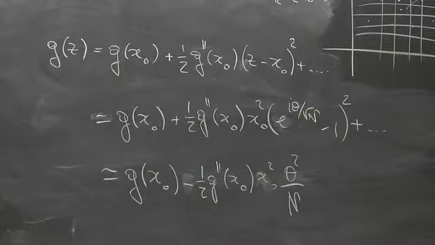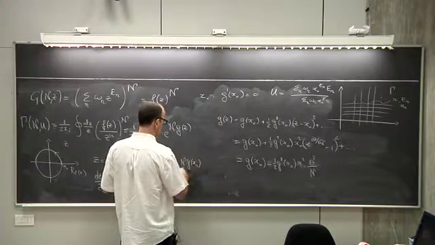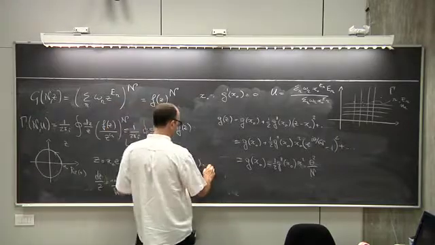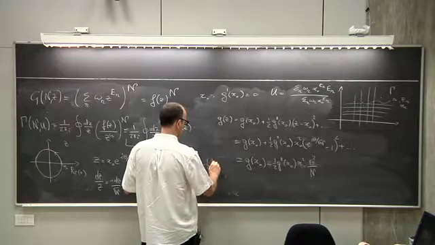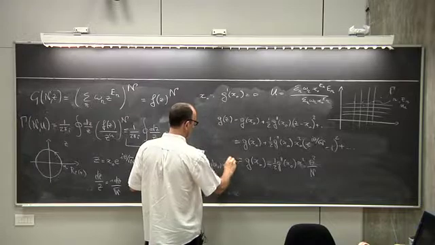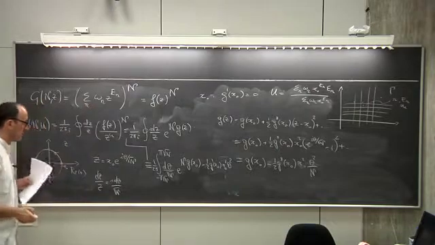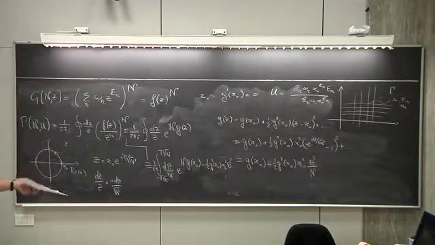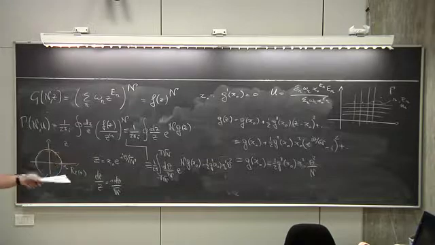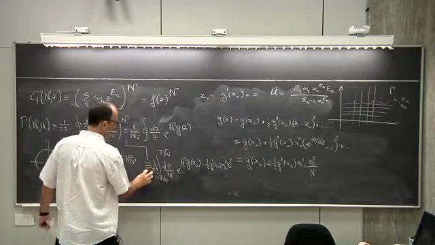And now here I have e to the n times g of z, which is n times g of x naught minus 1/2 g double prime of x naught squared times theta squared, plus higher order terms. And you can figure out that the higher order terms will be very, very small compared to this. So you see, this does not depend on theta, and you can take it out.